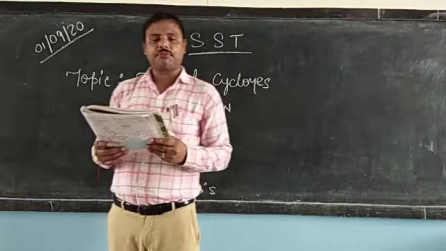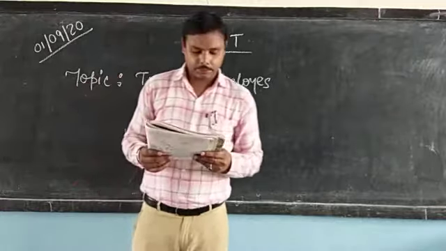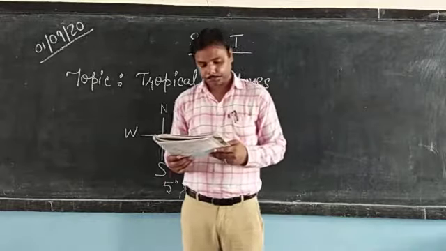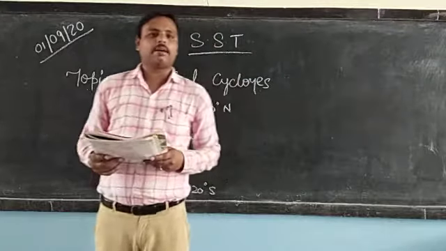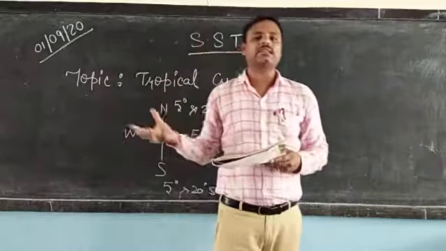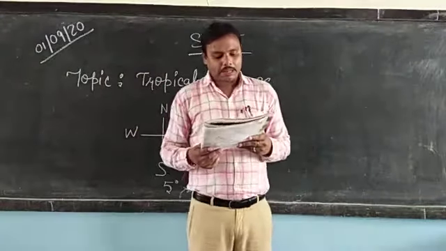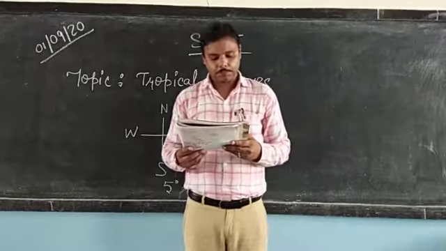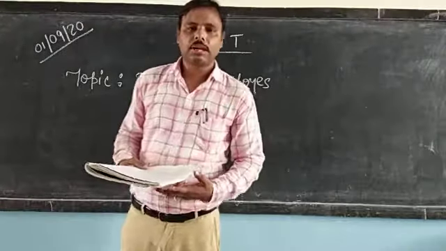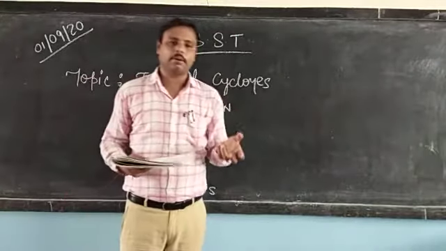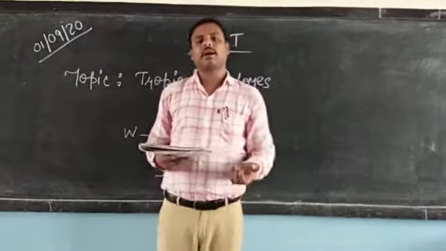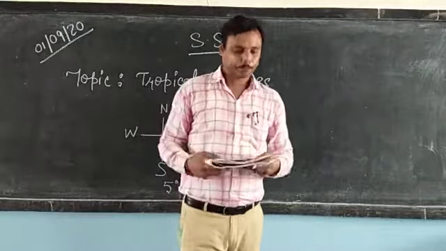These winds are known by different names in different parts of the world. For example, in North America, they are known as hurricanes. Hurricanes are basically violent tropical storms which create havoc in human life. But in Asia, they are known as typhoons. Again, the same violent tropical storms are known as typhoons. These are different names of the same movement of the wind which creates havoc in human life.